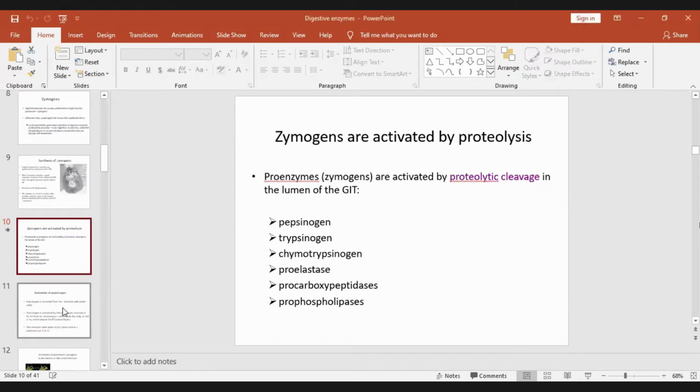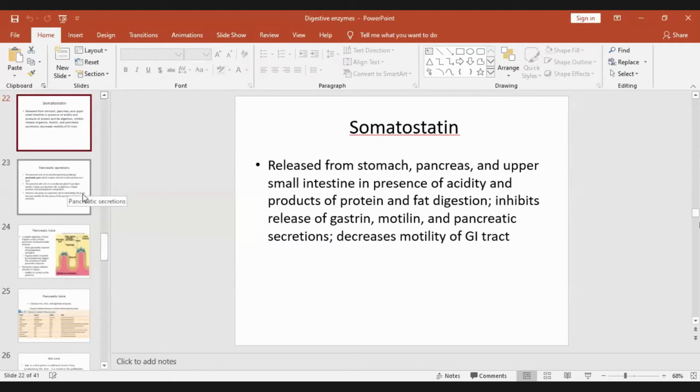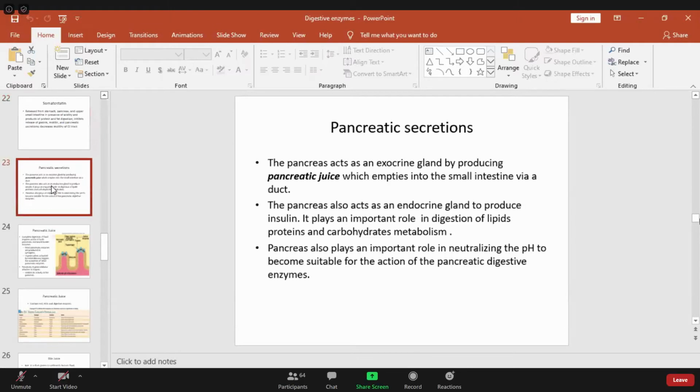For activation, a certain part of that protein will be clipped, meaning their active site will get exposed. These things we learned in the previous topic, and we also talked about secretagogues, meaning certain molecules that help in the secretion of other enzymes or substances, which may include hormones and neurotransmitters, like acetylcholine, serotonin, and hormones like somatostatin and gastrin. These are the secretagogues.